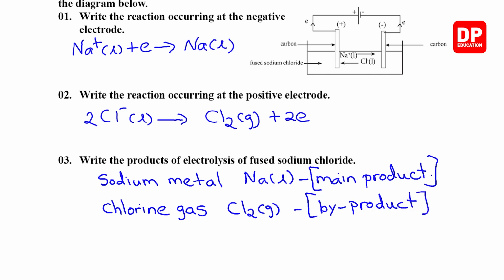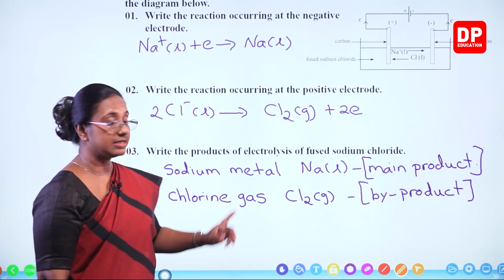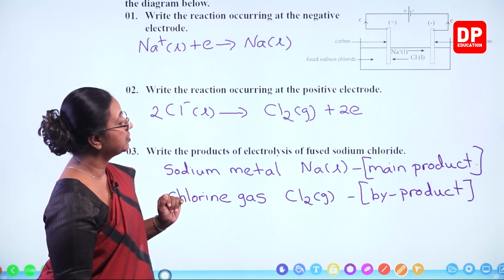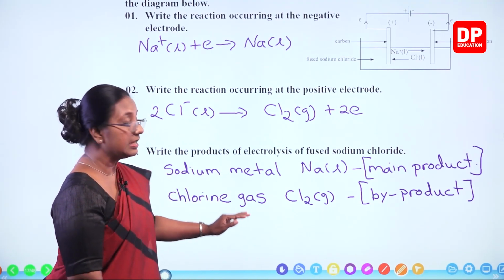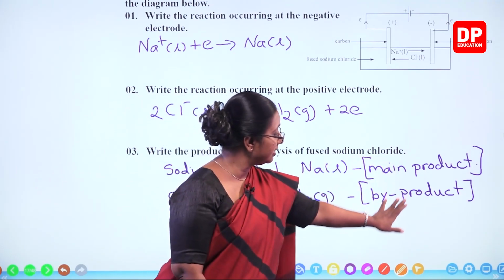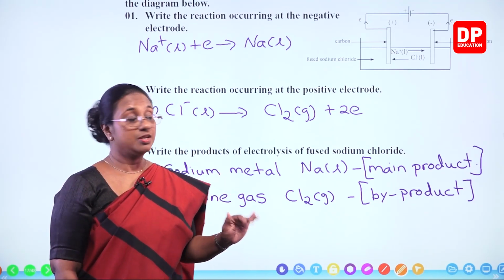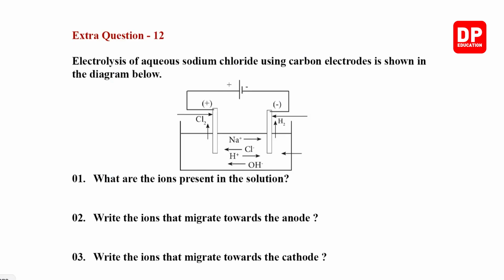In the industrial extraction of sodium, sodium liquid is the main product, chlorine gas is the byproduct. But here, write the products of electrolysis of fused sodium chloride. You can just directly write it as sodium metal and chlorine gas. That is more than enough. This is the additional information that I have given to you. Is that clear, students? Then we'll move on to the next slide.